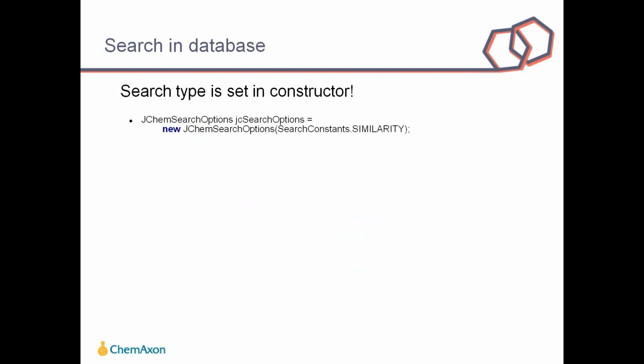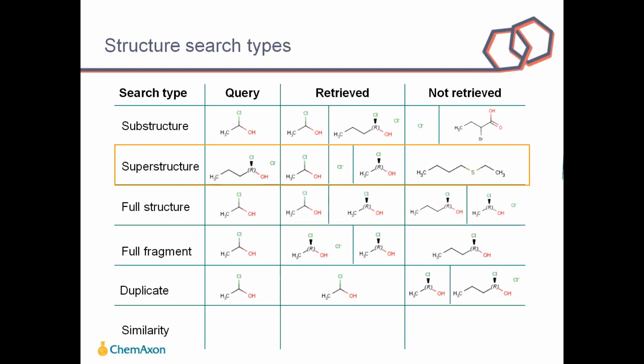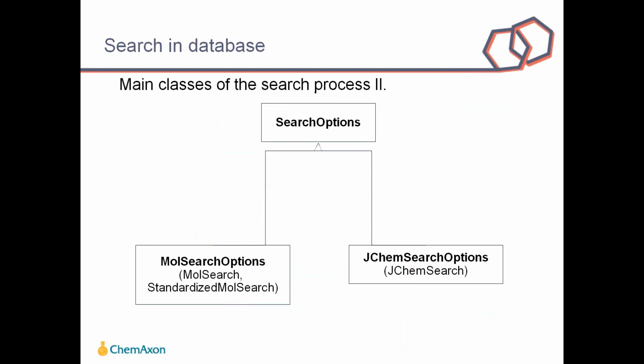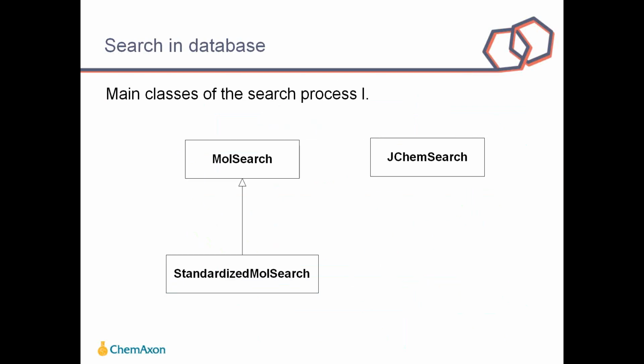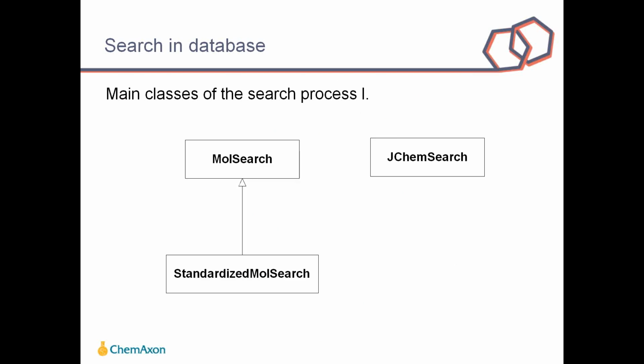Well, I now go back. Now I showed some search options, they are not all of them. And let's see a bit these classes, the searchers and the option classes. Mainly, there are two parts of our searches, the memory search and the database search. On the left side, you can see the memory search classes, MolSearch and StandardizedMolSearch. I will mention them next week. And this week, we are proceeding further to JChemSearch, that is our database search class.